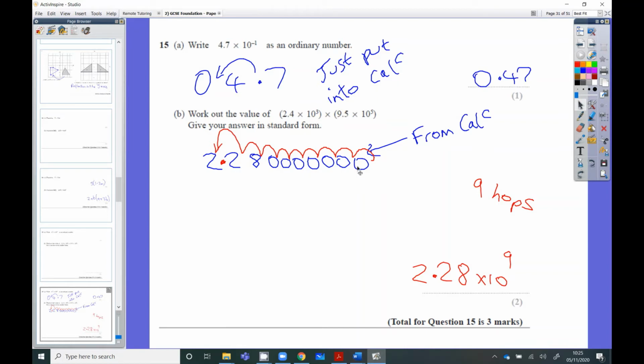So you now need to consider the number of hops. The decimal point for this ordinary number starts off at the end. It is here. And it has to end up between the 2's. So how many hops is that? 1, 2, 3, 4, 5, 6, 7, 8, 9 hops. So that's 2.28 times 10 to the power of 9.